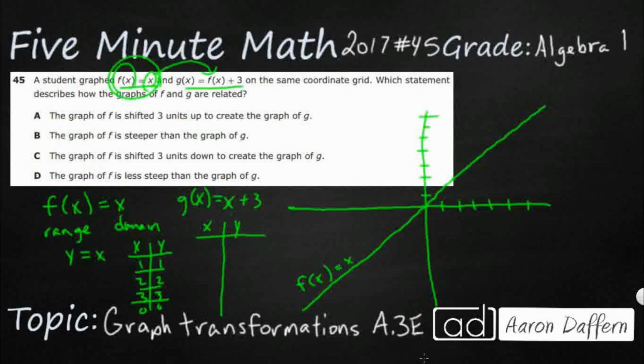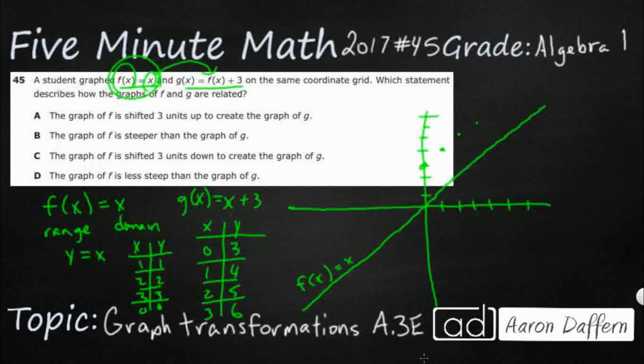So let's start with 0 up here, and that's going to be 3. 1 is going to be 4. 2 is 5. 3 is 6. So we can plot some of these points here. And obviously we've got a y-intercept now that is not going through the origin. So there's my 0, 3. There's my 1, 4. There's my 2, 5. There's my 3, 6.